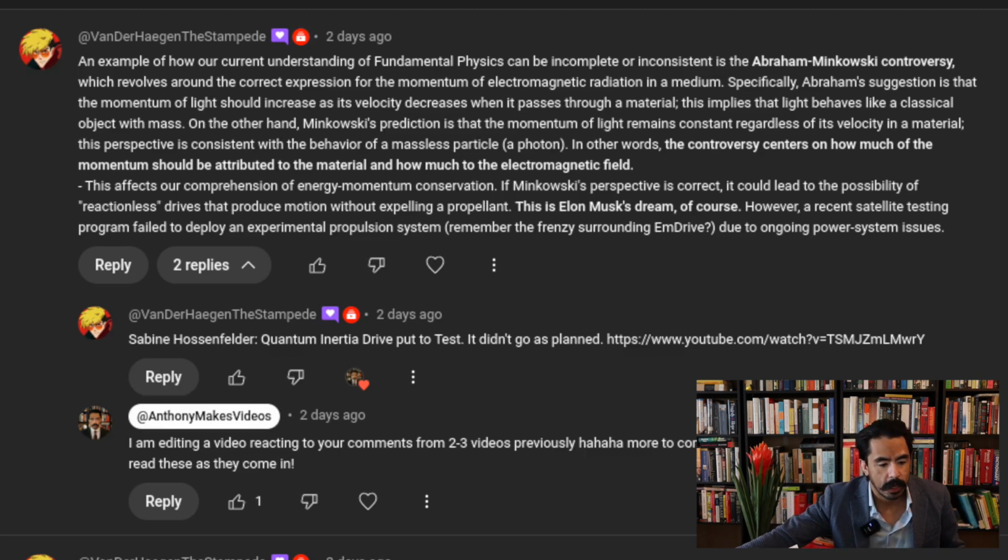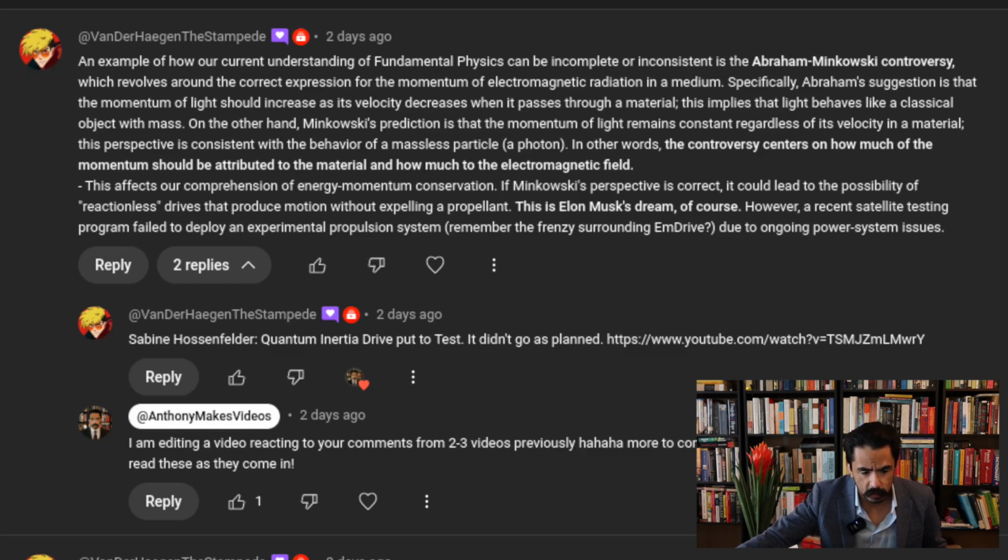On the other hand, Minkowski's prediction is that the momentum of light remains constant regardless of its velocity in a material. This perspective is consistent with the behavior of a massless particle, a photon. In other words, the controversy centers on how much of the momentum should be attributed to the material and how much to the electromagnetic field. This affects our comprehension of energy momentum conservation.